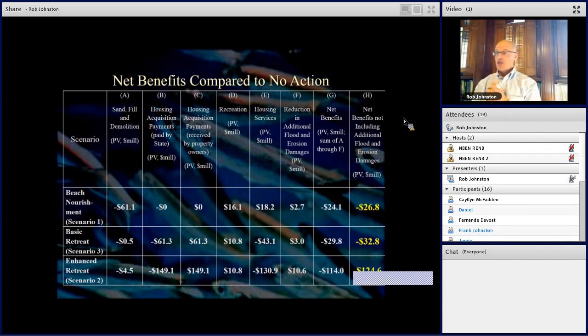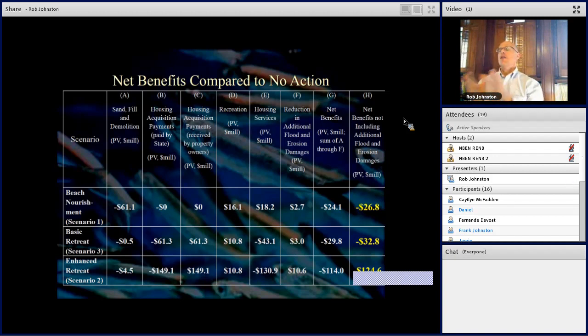That's not the cost of repairing those homes. It's not a damage cost. It's the loss of housing value. There's additional flood and erosion damages you might want to consider. And again, those are damage costs, and so we show our final net benefits with and without them, depending on whether you want to count them, right? Just for the reason we talked about before.